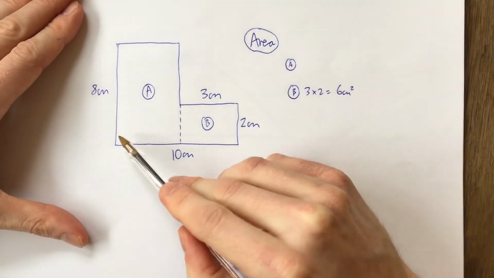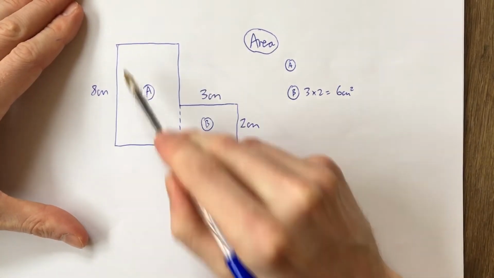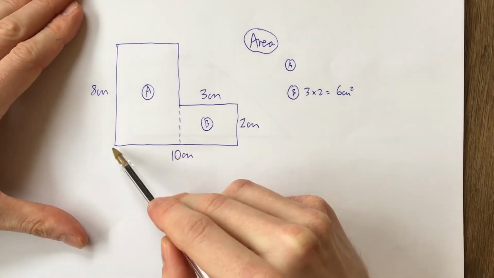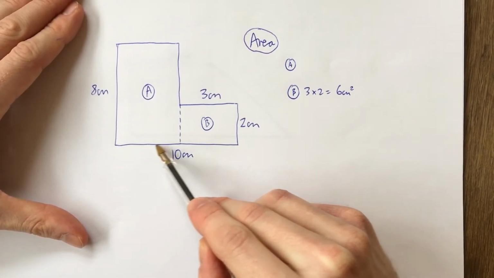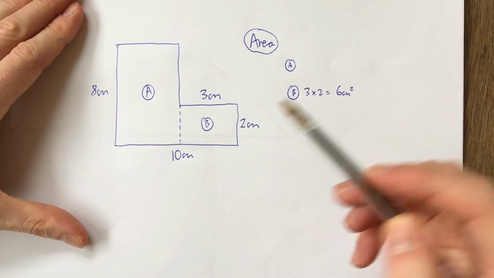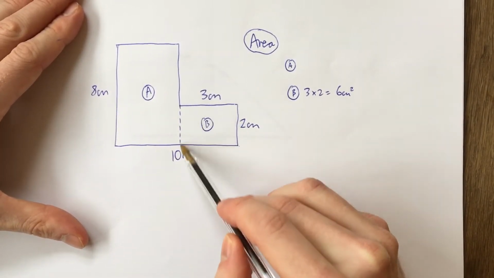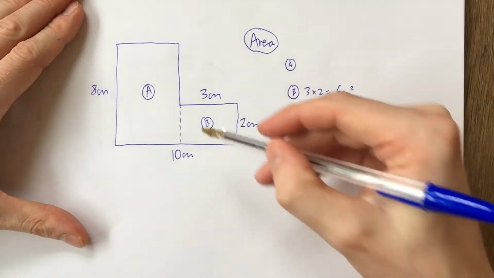Right, part A will be 8 times something. Do not use times 10. 10 is the whole entire thing. Do not just think it's 8 times 5, because that's split in the middle. It's not split in the middle. Look at what we've got.